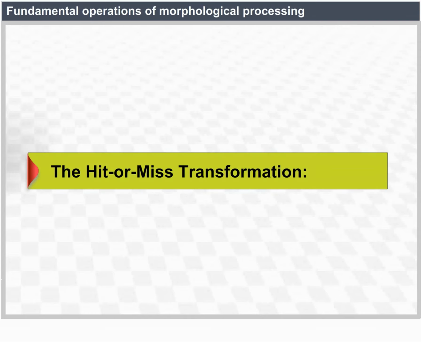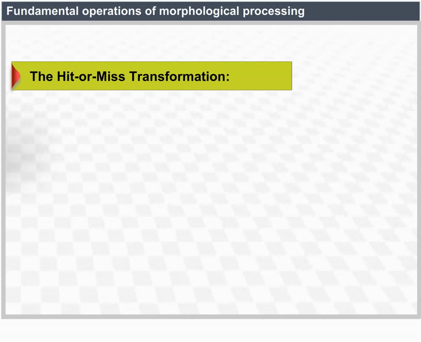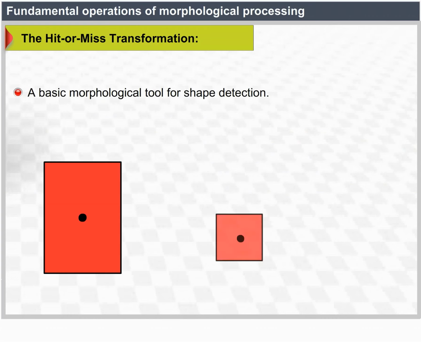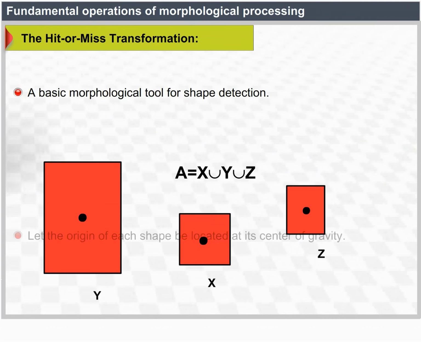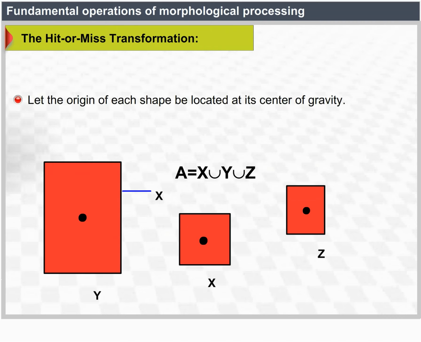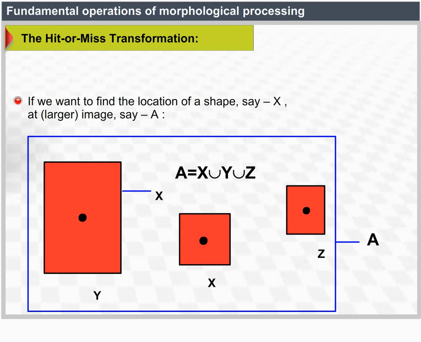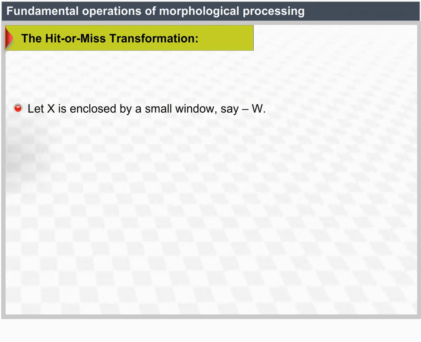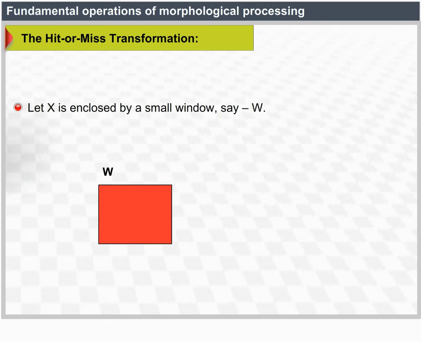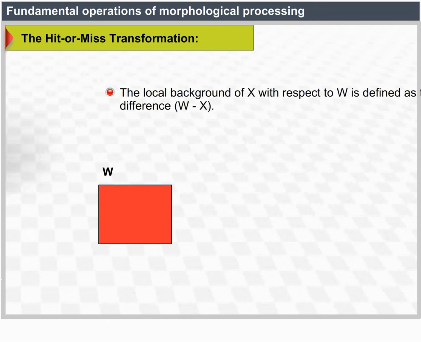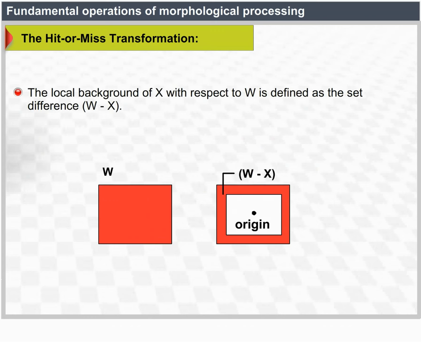The hit or miss transformation, a basic morphological tool for shape detection. Let the origin of each shape be located at its center of gravity. If you want to find the location of a shape, say X, in a larger image, say A, let X be enclosed by a small window, say W. The local background of X with respect to W is defined as a set difference, W minus X.